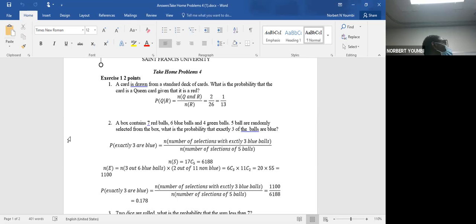So in this case, we will have 6 combination 3 times 11 combination 2, which is 20 times 55. Because we need 5 balls. 3 are blue, so 2 are not blue. Now, how many balls are not blue? 11. Any 2 that you pick out of there will do it. Okay? Question?